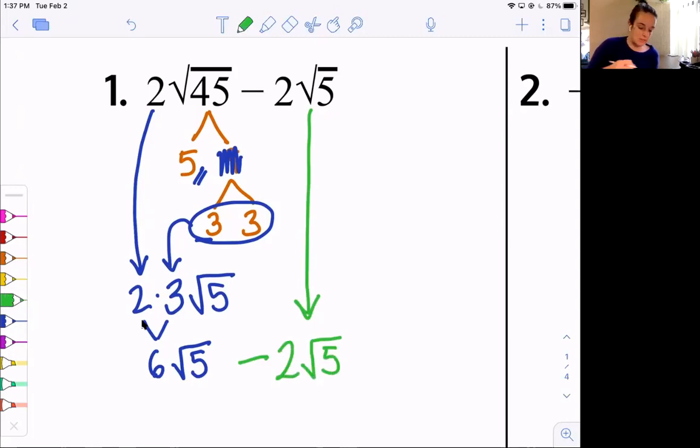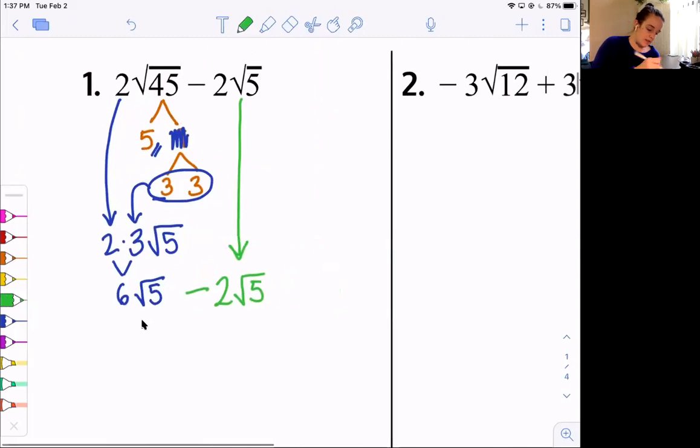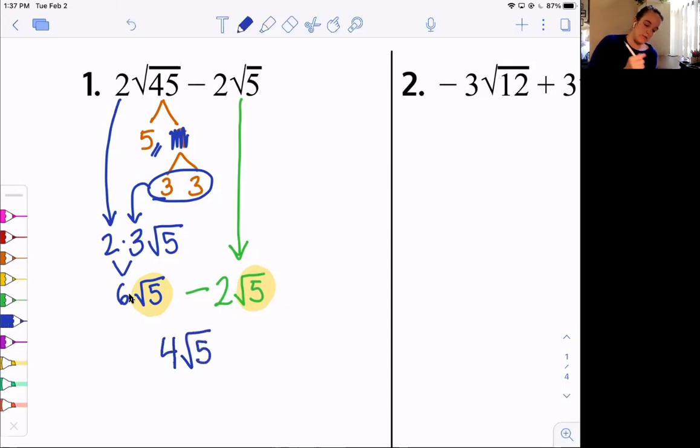Now they are like terms. So since they're like terms now, I see that they are both square root 5, right? I have 6 of them and I take away 2 of them. That means that I have 4 left over, right? So my answer would be 4 square root 5. I have 6 of them, take away 2, and I have 4. That would be my answer to this first problem. So 4 square root 5.